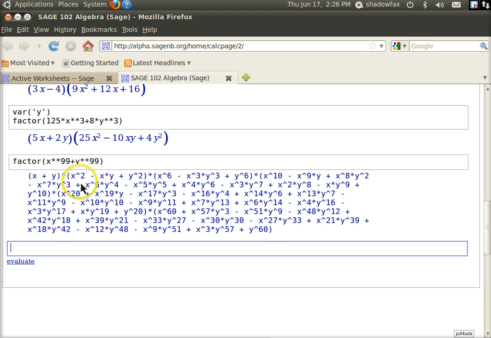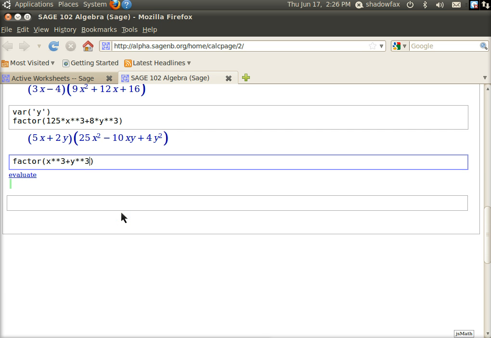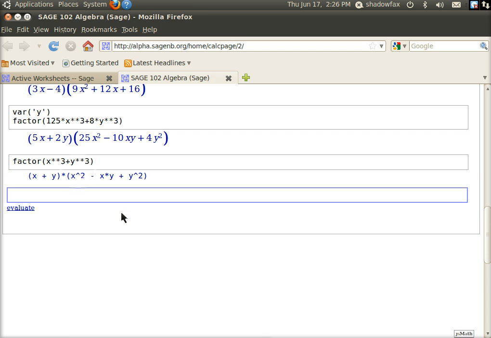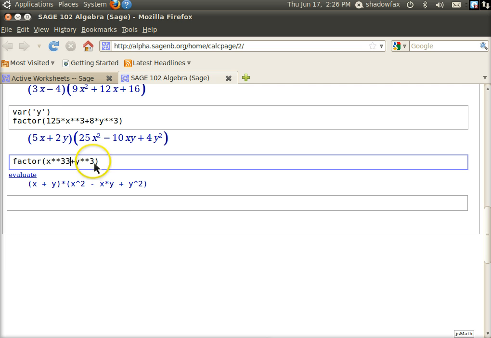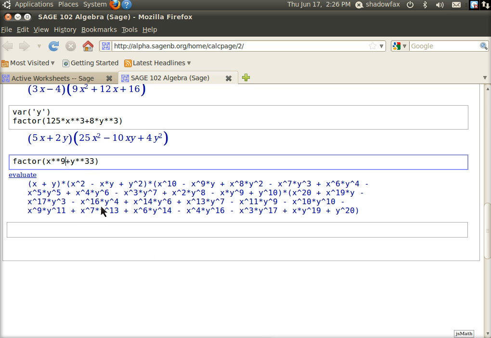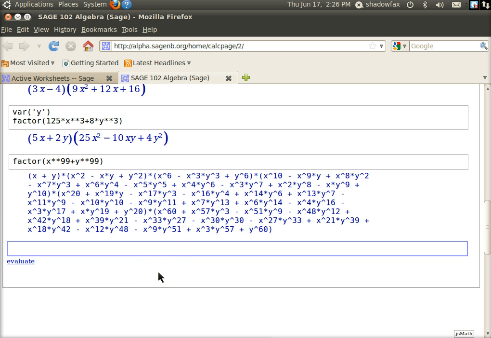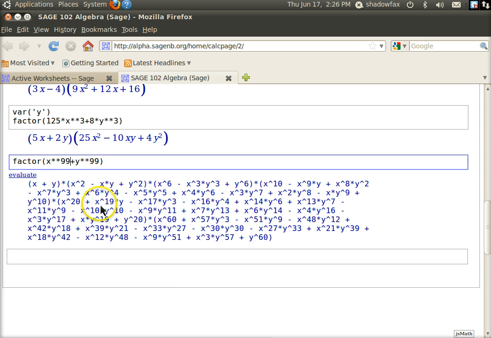Wow. If we go back to when it was 3, we're going to get that, right? And then when it was 33, we're going to get that. And then when it's 99, we're going to get stuff. There it is. How about 999?